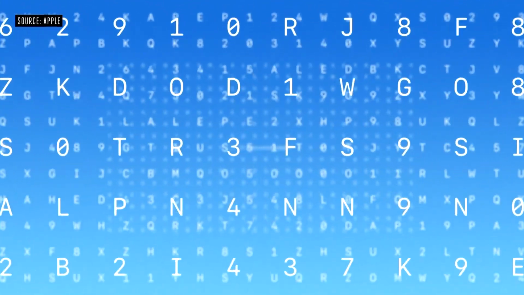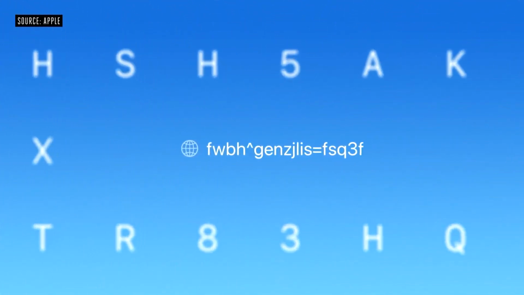We are introducing a new service called Private Relay. It ensures that the traffic leaving your device is encrypted, so no one can intercept and read it. Then all of your requests are sent through 2 separate internet relays. It's designed so that no one, including Apple, can see both who you are and what sites you're visiting.